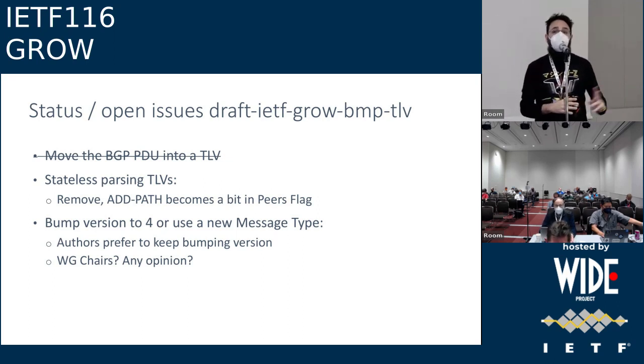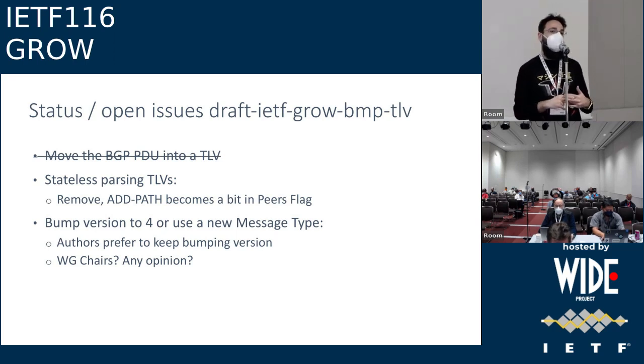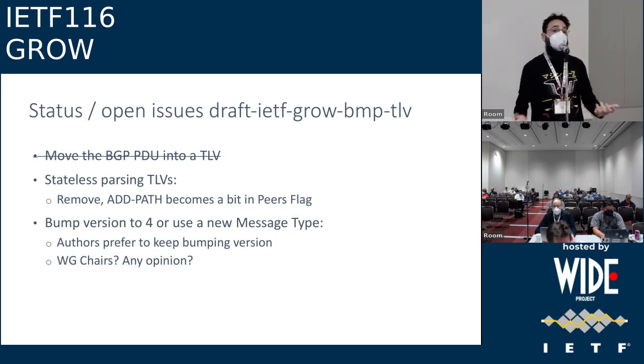But there are two more items that require attention. So one is that the draft introduces something called the stateless parsing TLVs, which would help to parse the BGP message without having to go back to the peer up message. For example, if you have add path in the BGP message, either you know it from the peer up message, or at the moment you cannot do anything, right? You don't have a flag.